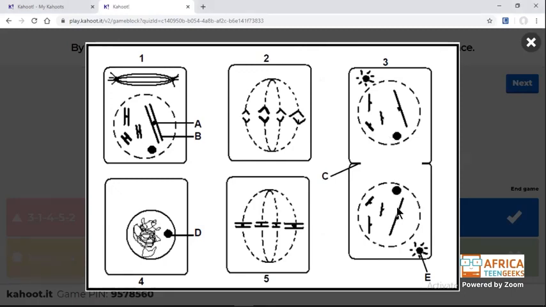Number 3, we have 2 daughter cells. Number 4, remember the noodle-like structure is the chromatin network. So this is basically the nucleus. And number 5, chromosomes are lined up at the equator of the cell. This is metaphase. So number 4, that's our first one.